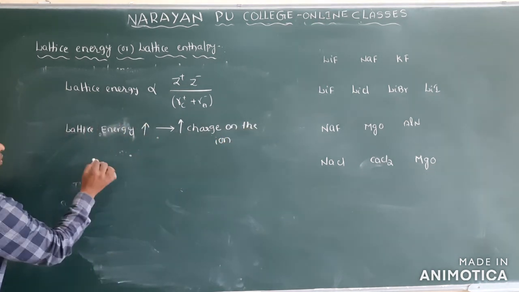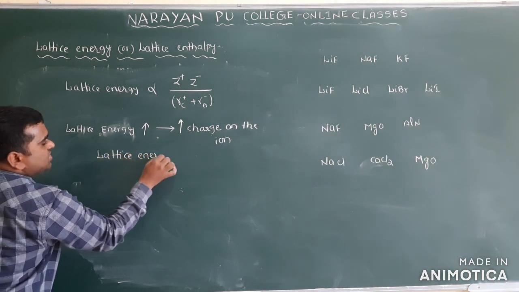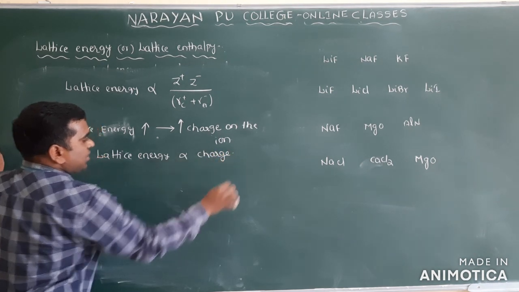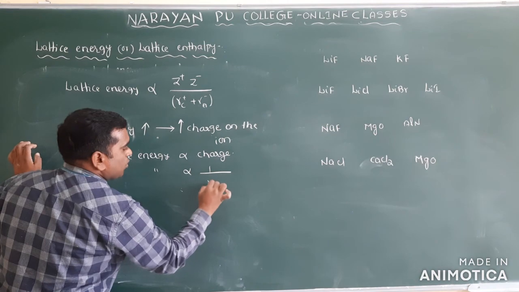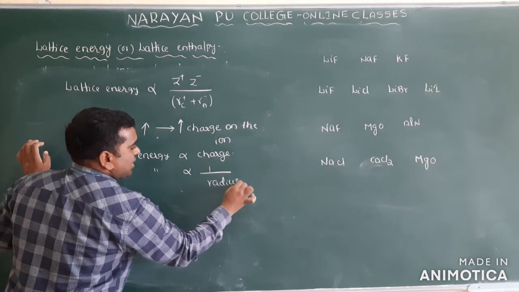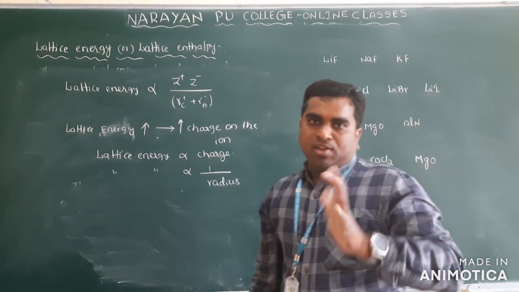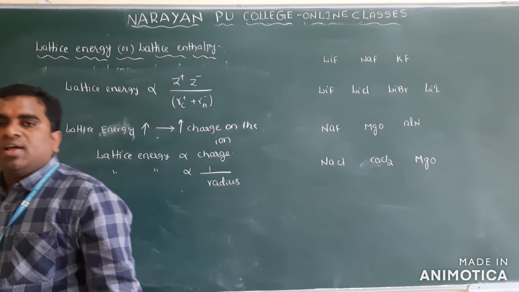Charge on the ions increases. What does it mean here? I will write directly: lattice energy is directly proportional to the charge, and lattice energy is inversely proportional to the radius, the radius or size of the cation or anion. Clear? So this is about the lattice energy.